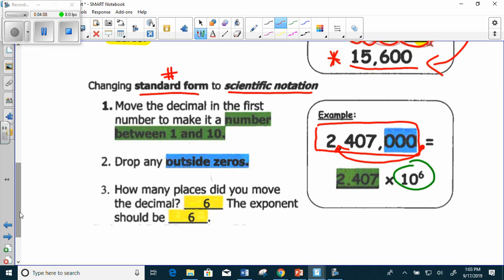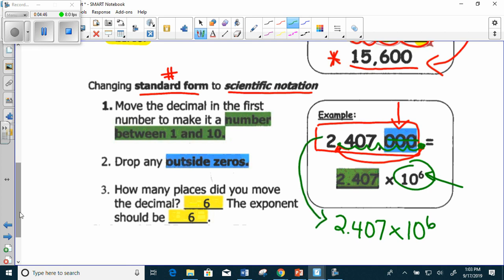Now, what you're going to do is drop any trailing zeros. Here are the trailing zeros. Now, how many places did I move the decimal? So the decimal was here. 1, 2, 3, 4, 5, 6. So I moved it 6 times. Guess what? That is my power of 10. You can drop the trailing zeros. So what do you have left? 2.407 times 10 to the 6th power. So this number, which was in standard form, now looks like this in scientific notation.